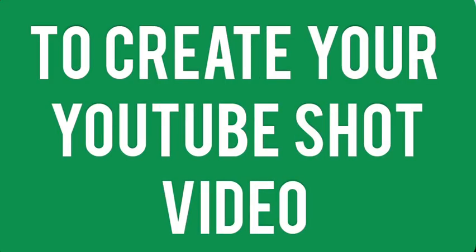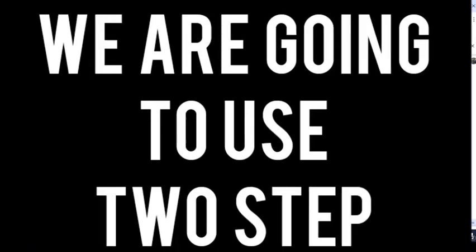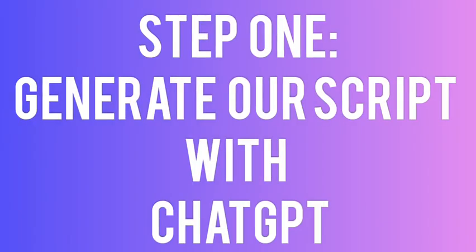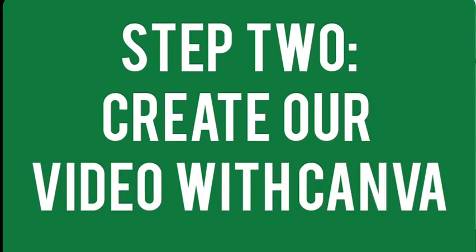To create your YouTube short video, we are going to use two steps. The first step is to generate the script that we are going to use for the video. We are going to use ChatGPT to generate our script. Then the second step, we are going to use Canva to create our YouTube shorts. So let's go into ChatGPT to create our script.